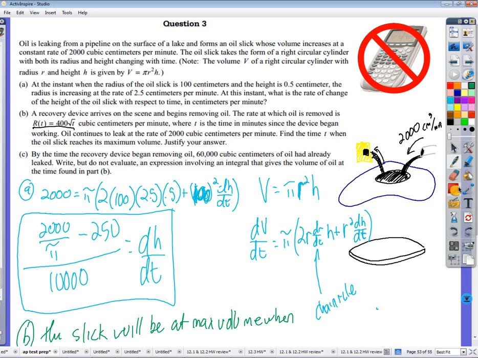Write it out. Don't tell it. But what time are we looking for? Describe the whole situation. The thing starts to leak oil. You find it, and there's already been so much leak. And the time you find it is explained in part B.